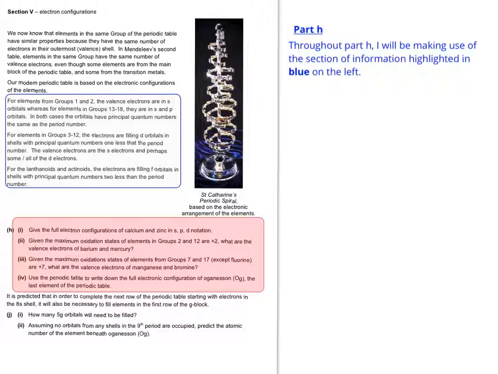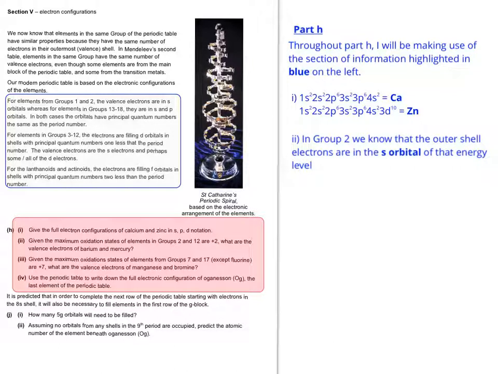So throughout this part, I'll be using information from the blue box. I've put a little blue line around the section that gives the information that you need to use. So it asks you to give the full electron configurations of calcium and zinc in s, p and d notation. So this first part should be quite straightforward. Then it says, given the maximum oxidation states of elements in group 2 and in group 12 are +2, what are the valence electrons of barium and mercury?